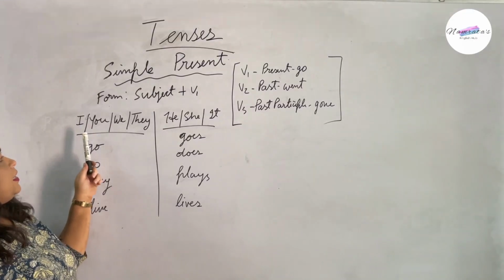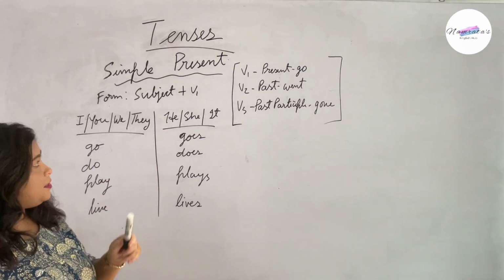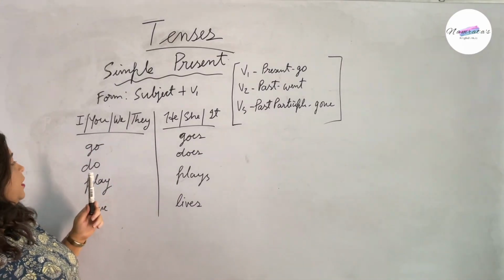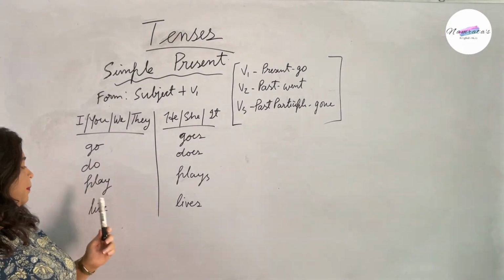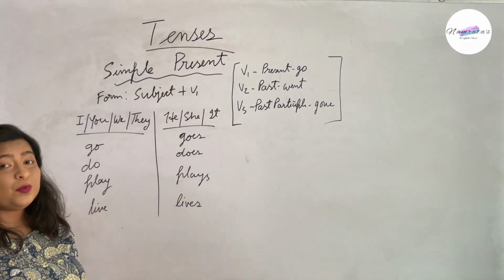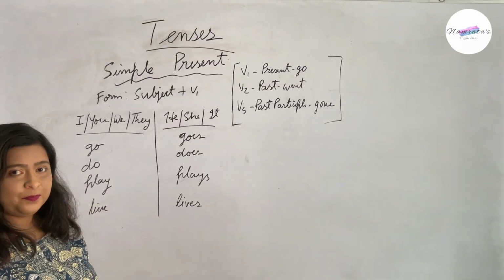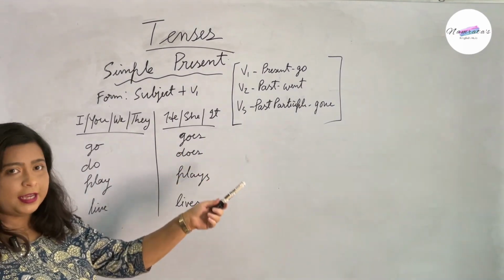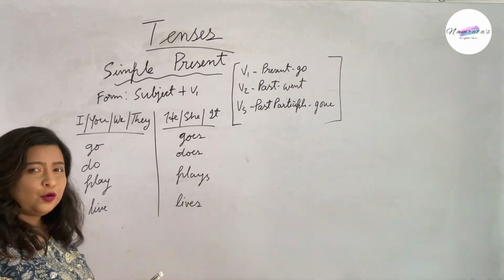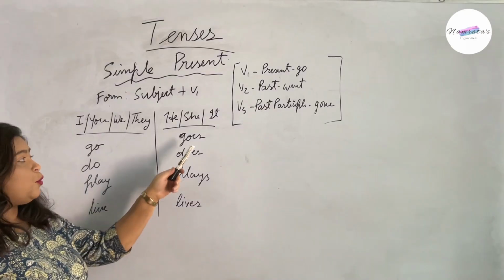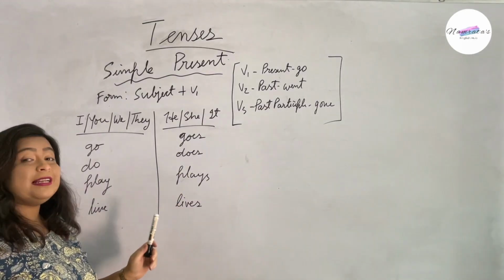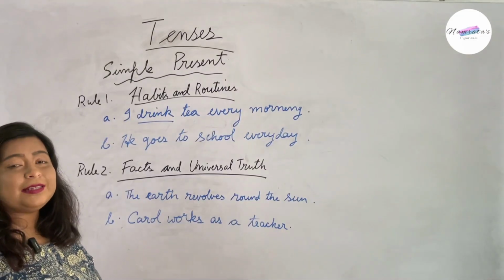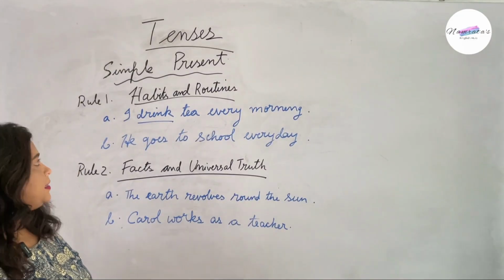Now, with I, you, we, they, means first person, second person, third person plural, we use go, do, play, live. That means we do not add s after the verb. And with third person singular, he, she or it or any name like Rahul or Carol, we use goes, does, plays, lives. We add s or es after the verb. Now let's go through the rules of simple present tense.